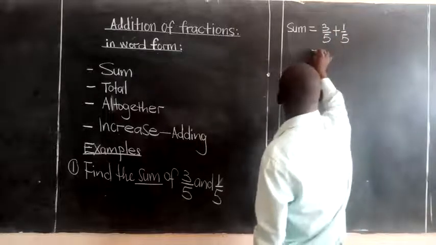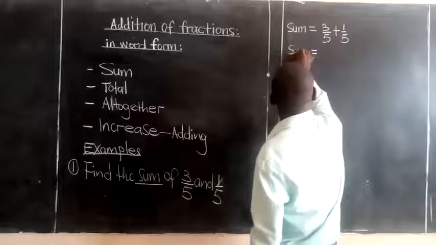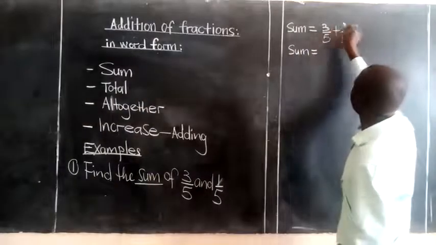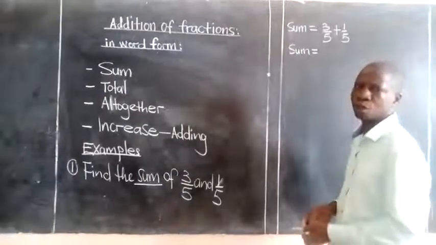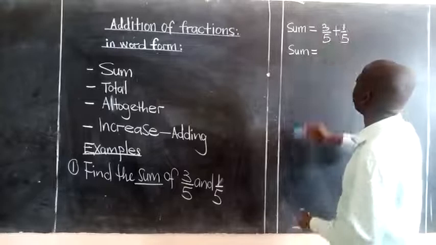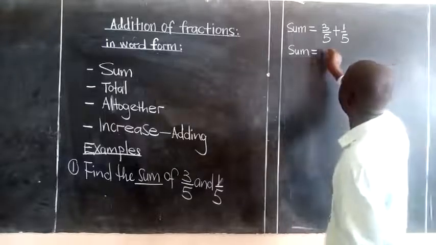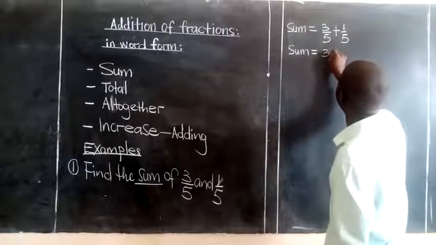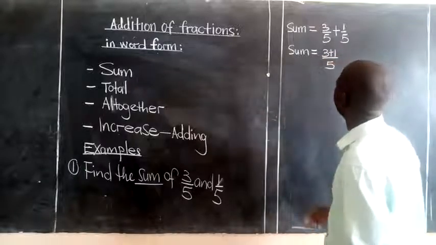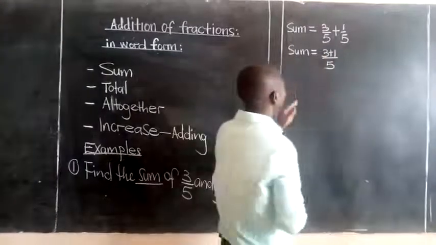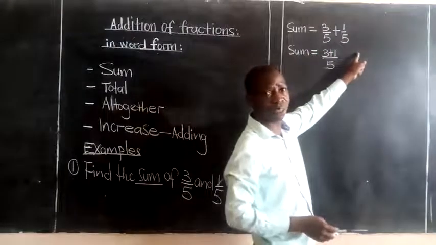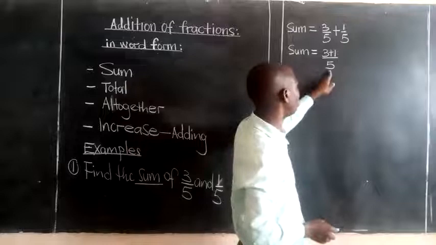So what do we do? Our sum is going to be, you only add the upper numbers, which we call the numerators. You add the numerators and you maintain the lower number. So it is 3 plus 1. Maintain the lower number. That is the denominator. The denominator is not added. It is just maintained. You get it? So that's very important to note.